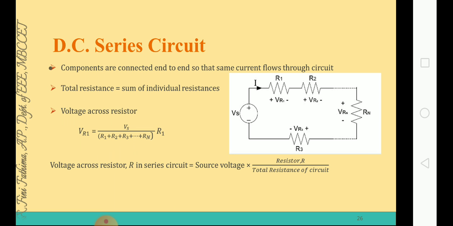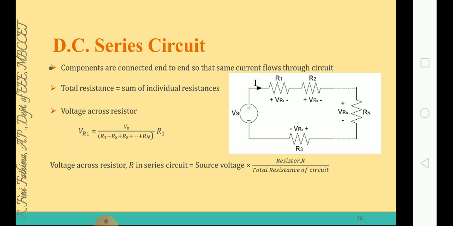In short, if I am summarizing the main points from our DC series circuit, then we can say in a DC series circuit, the components are connected end to end so that the same current flows through the circuit. So there is only one value of the current for a series circuit. And we know that the sum of the resistances in a series circuit is equal to the total resistance. That is, R total is equal to R1 plus R2 plus R3 plus etc. Rn in a series circuit.